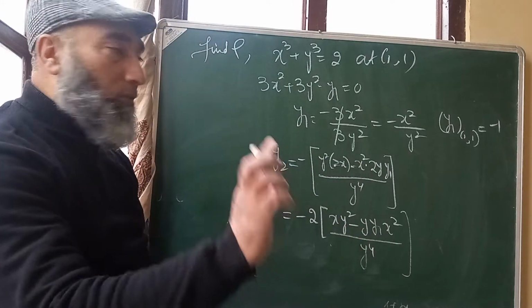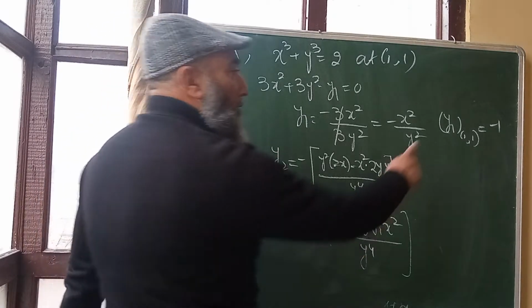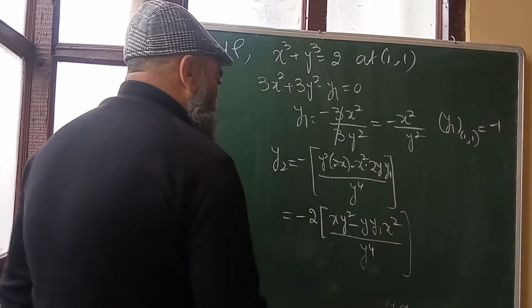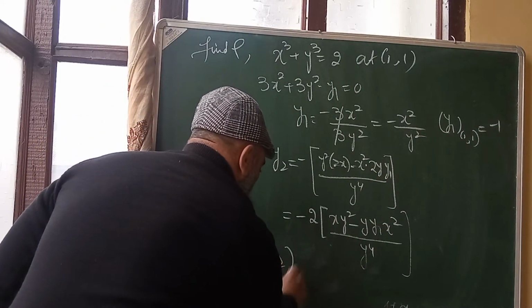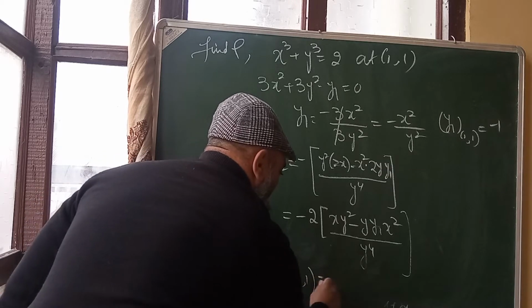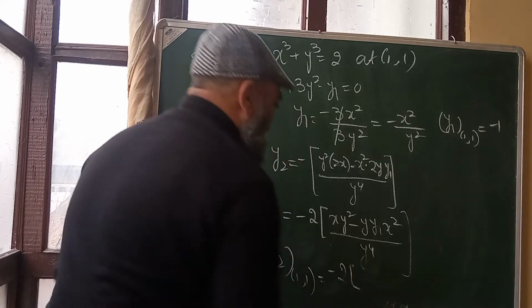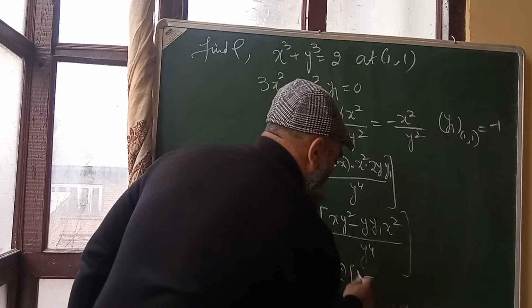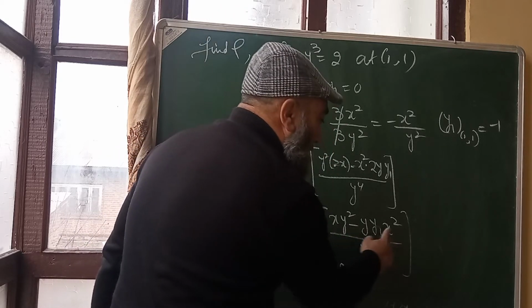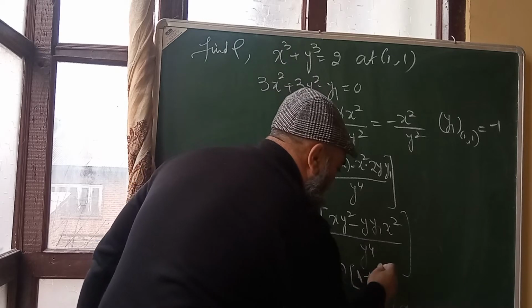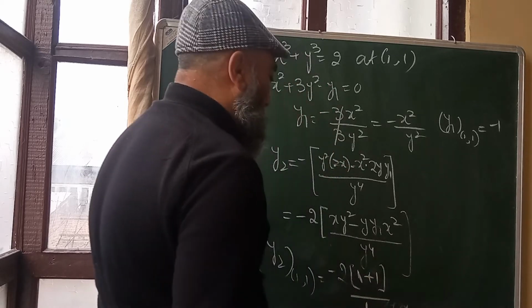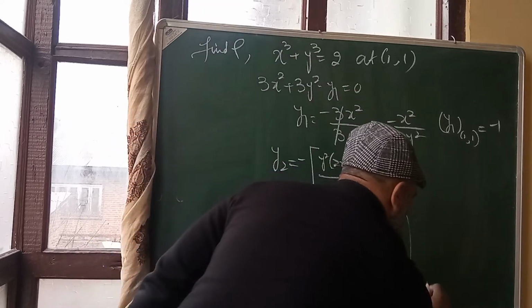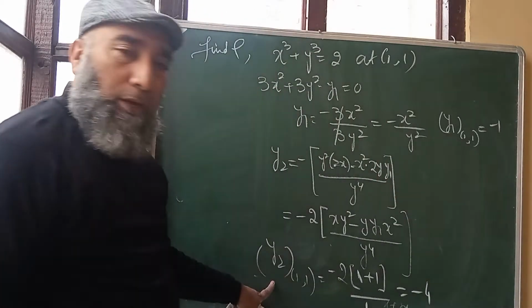Now your x is 1, y is 1. And you know y1 is minus 1 at (1, 1). So y2 at (1, 1) is minus 2. X is 1, y is 1, so it is 1 minus y is 1, x is 1, y1 is minus 1, so it is plus 1 divided by 1 to the power 4. So it is 2 into 2 minus 4. So y2 is minus 4.